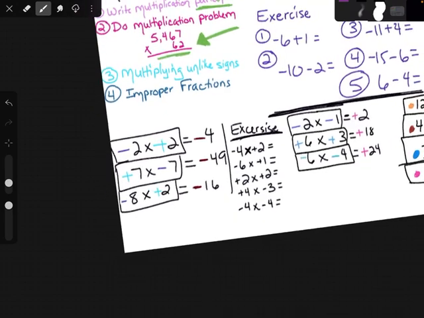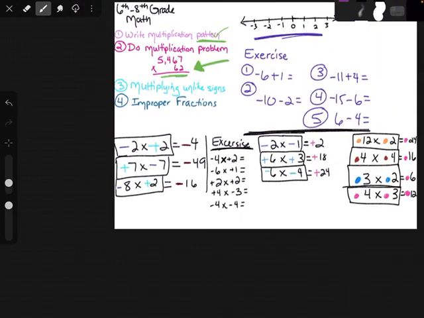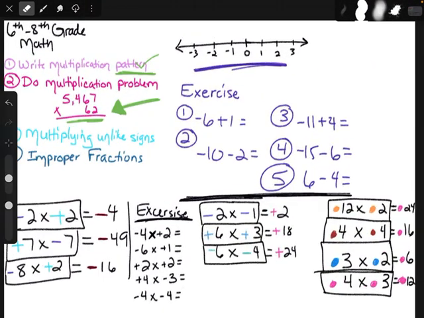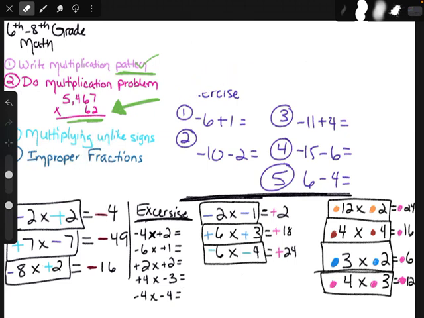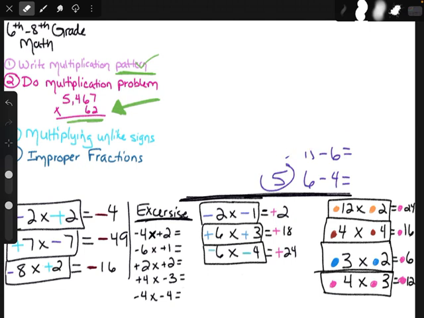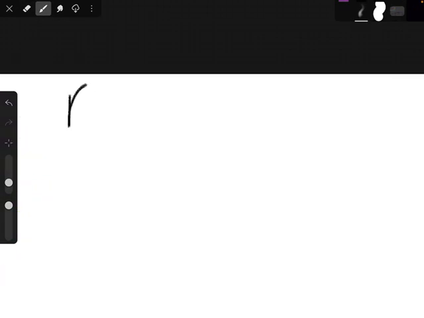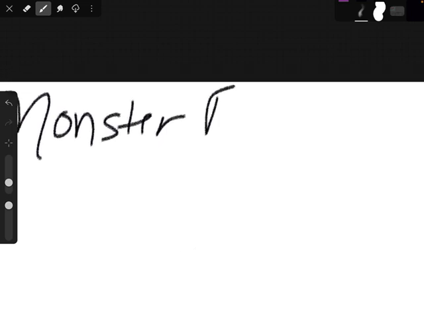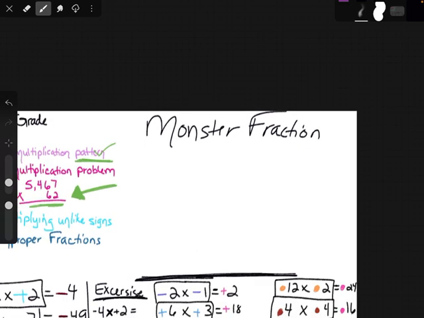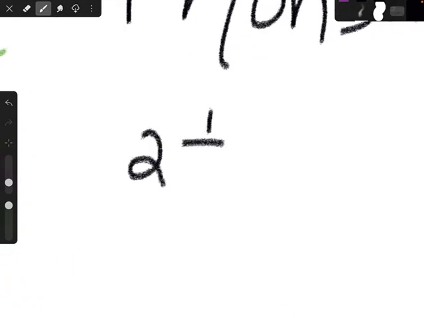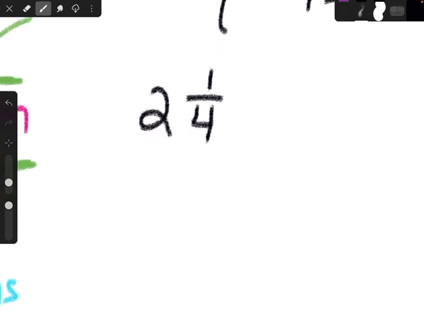Let me erase this. I want to go over monster fractions again. All right, you guys remember those? Okay, let's do those real quick. All right, I'm gonna put over here monster fractions. And so we're gonna take an ordinary fraction, right? We know what 2 1/4 is, right? We know what this is. I want to make it a monster fraction.